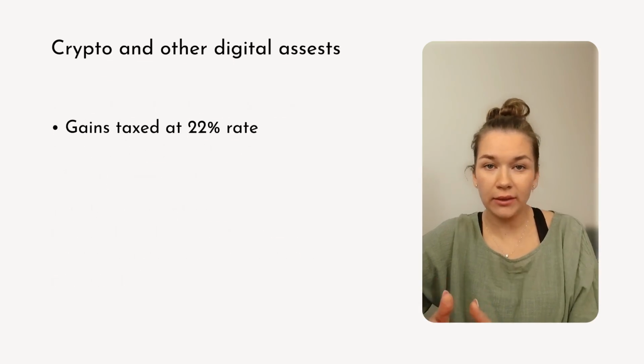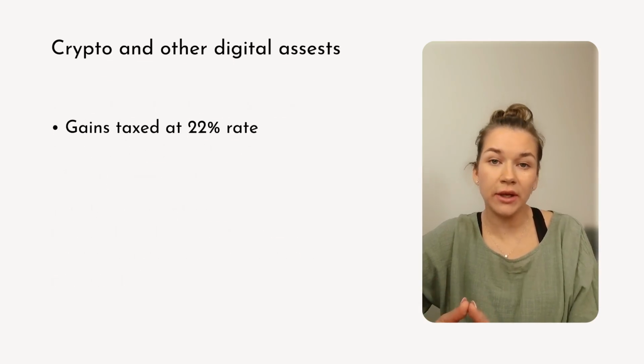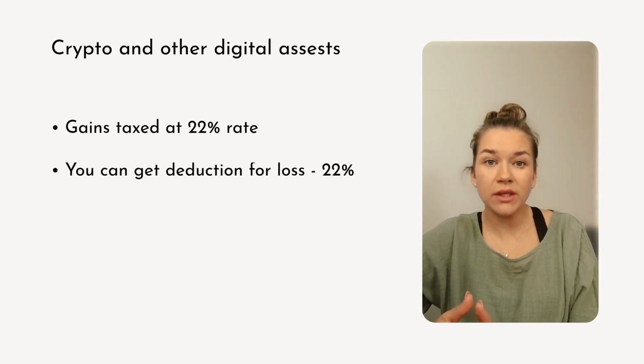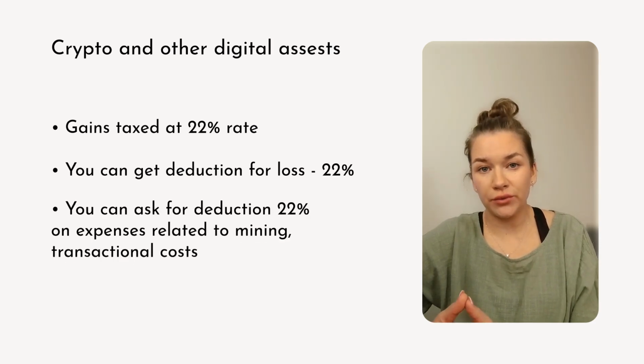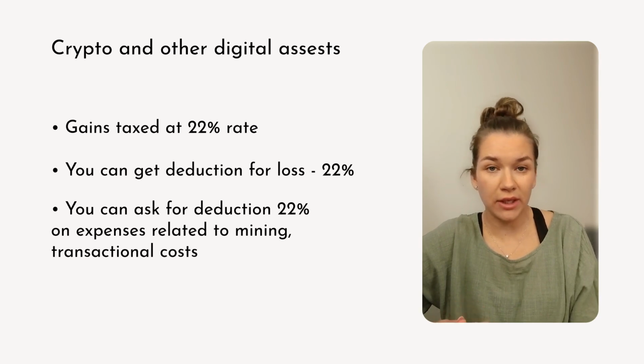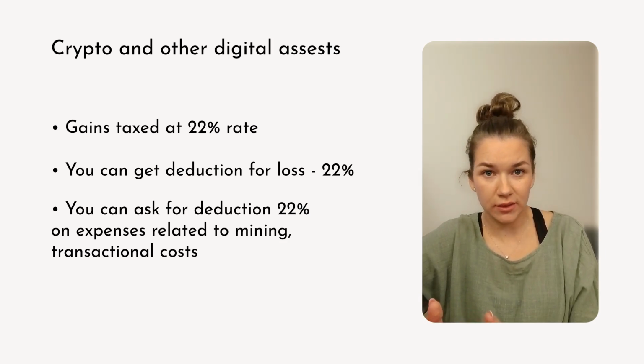Income from crypto and other digital assets is considered capital income and taxed at 22% rate. The loss has a deduction of 22%. You can also ask for a deduction of 22% on expenses related to mining, for example, transactional costs and fraud, but you need to present all the documentation to the tax administration office.